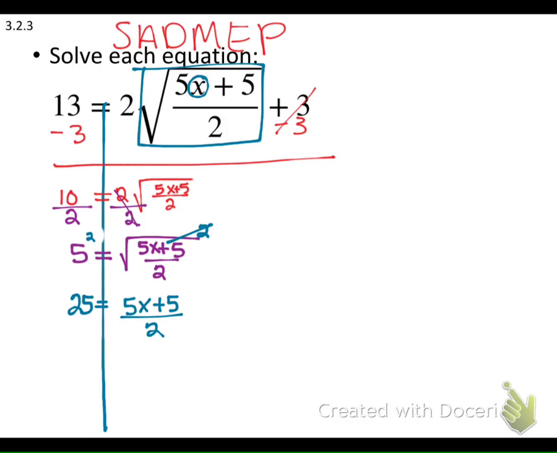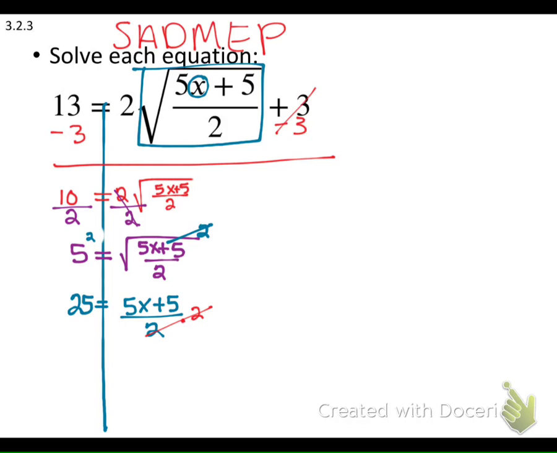Okay, now the square root's gone, but I still need to get the variable by itself. So what do I get rid of next? What's the next number I have to get rid of? The 2. How do I do that? Times 2. Whatever I do to one side, I do to the other.